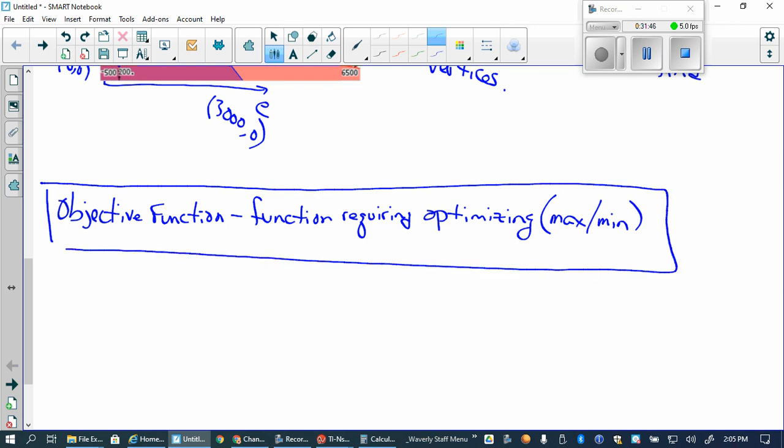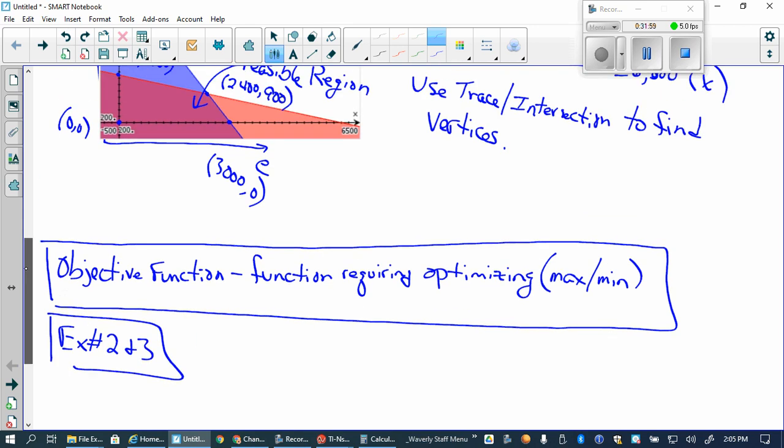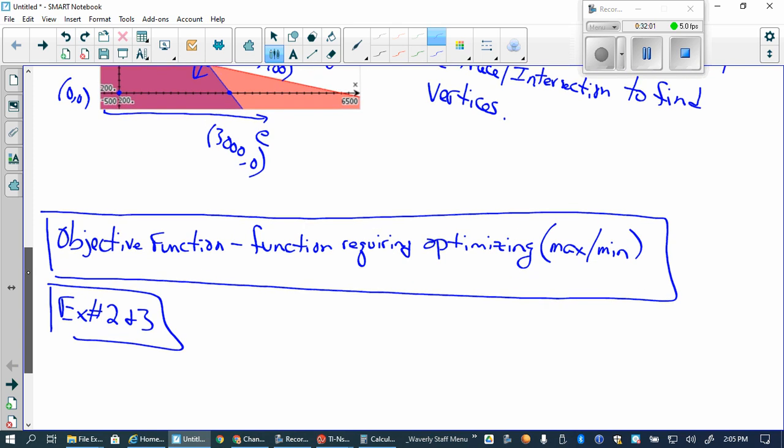So we had no function in example 1. All we did was graph the constraints. Okay? So now, I think example 2 goes and finds all these coordinates, so we have all those. Let's jot these down.